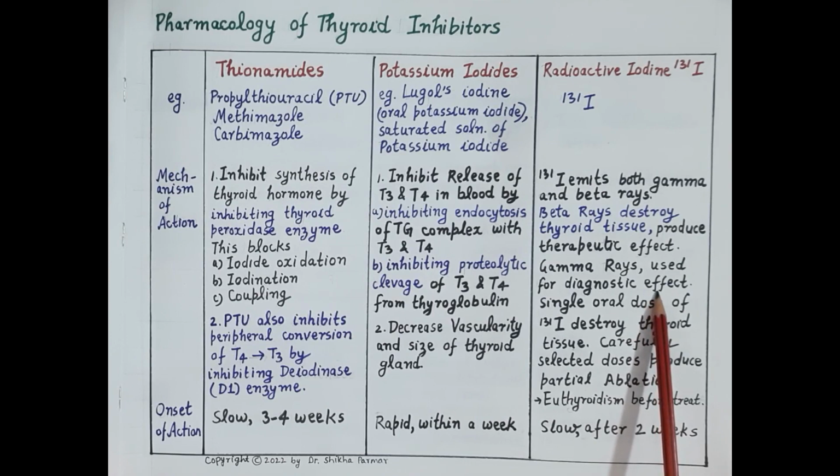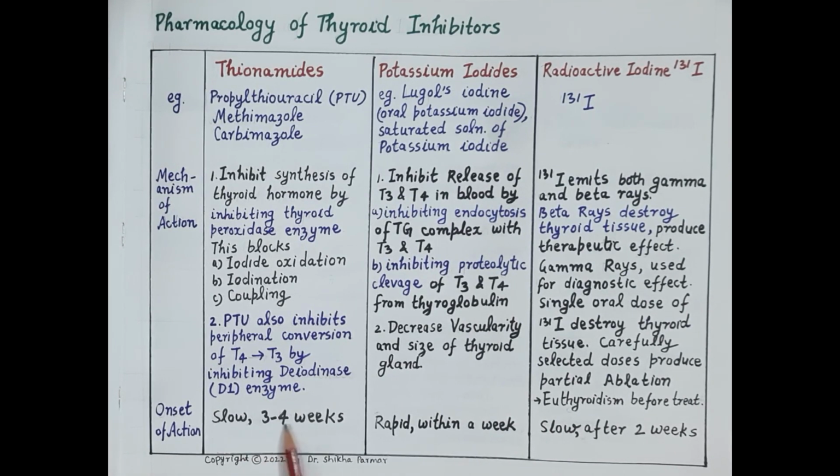Now very important to note that it is essential to normalize T3 and T4 levels by other medicines or by other drugs. Patients should be pre-treated to achieve euthyroidism. That means iodine 131 is administered, or the patient is treated with iodine 131, only after euthyroidism is achieved. Then the onset of action.